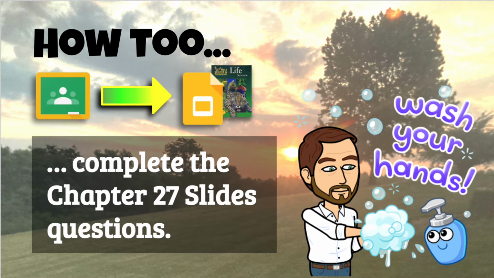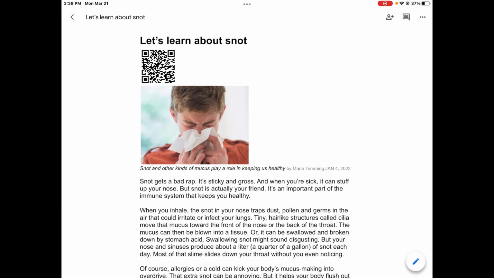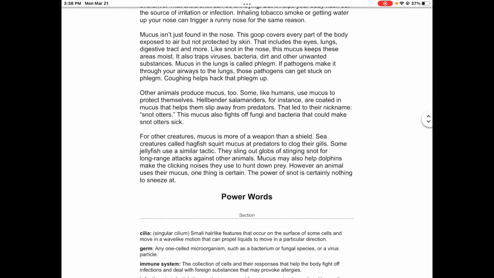Today we're going to dig into chapter 27. Now some of you got a head start on this by reading about snot or mucus. So we can read about this in small groups of 2 or 3 students or alone if you want. Or you can pull it up on your iPad and have your iPad read to you. That's usually alone. It's a very short story. It's less than a page.